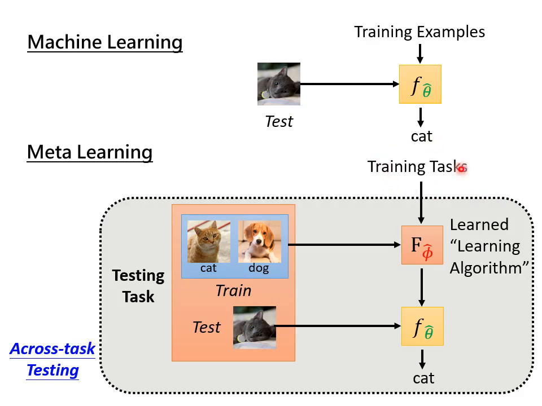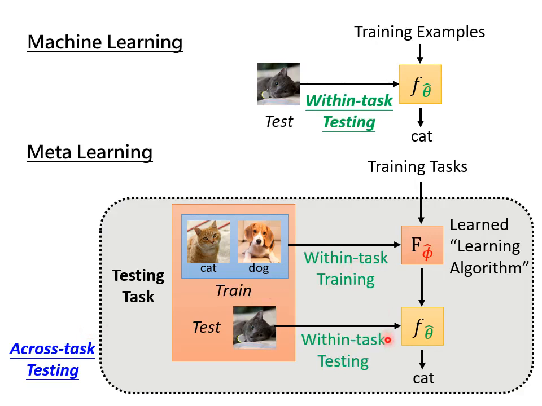Because from a set of training tasks, we have a learning algorithm, and we apply this learning algorithm on testing tasks, which is different from the training tasks. So we call this across-task testing. The testing in meta-learning is called across-task testing. In machine learning it is called within-task testing. And the interesting part is, in across-task testing, you have to do within-task training. Then you have to do within-task testing.